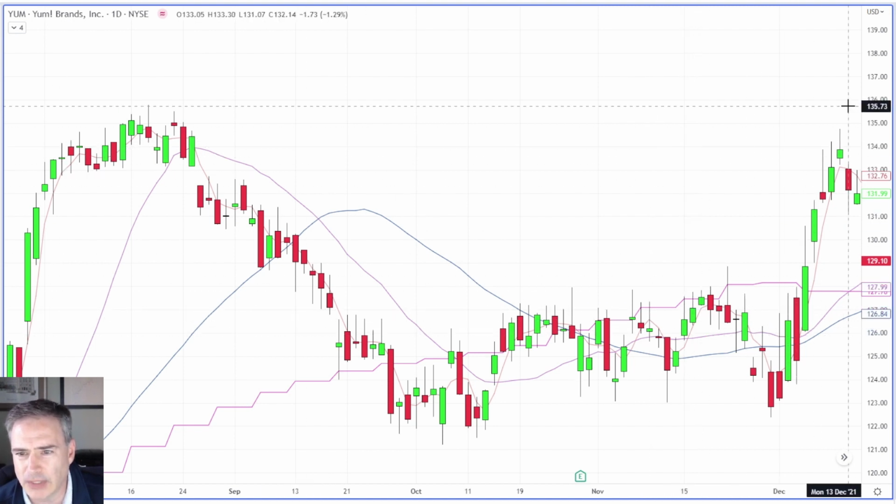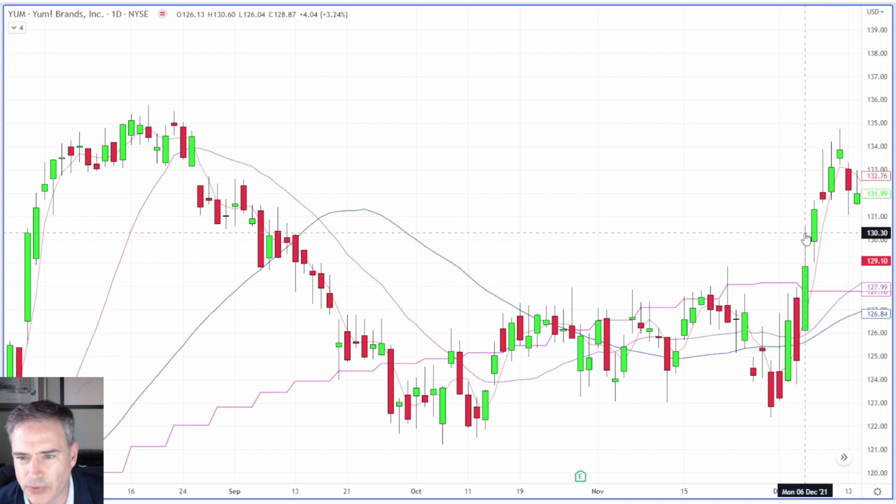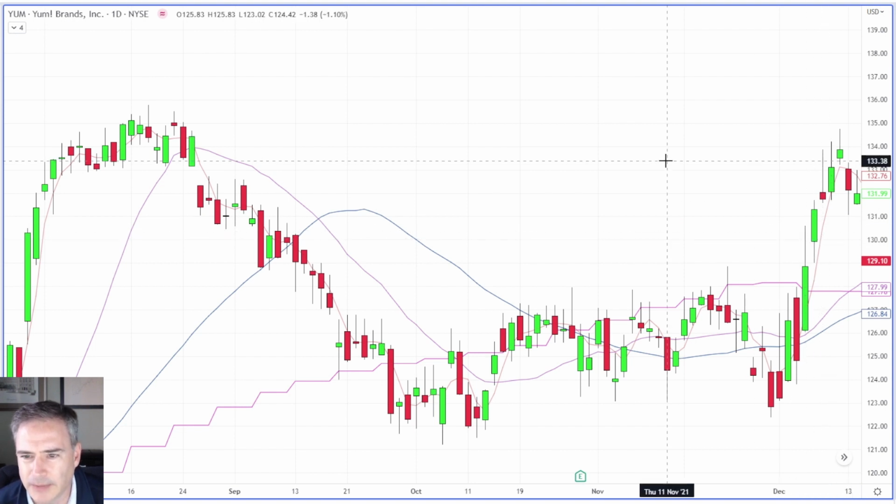Yes, strong move to the upside, but we've had some tails. You see a couple tails that have formed. So there is a little bit of resistance up there. And notice the gap down from this level. It closed up here and then gapped from there. So I wouldn't expect it to just punch through 133 really quickly.